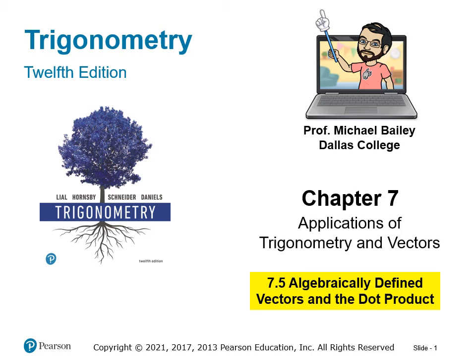Welcome to our last lecture in Chapter 7. This is on 7.5, Algebraically Defined Vectors and the Dot Product. This is actually kind of cool because it makes solving for resultant vectors a lot simpler if we use the Cartesian system or the rectangular system. And so we're going to look at how we can use the XY grid, XY values to solve for vectors.